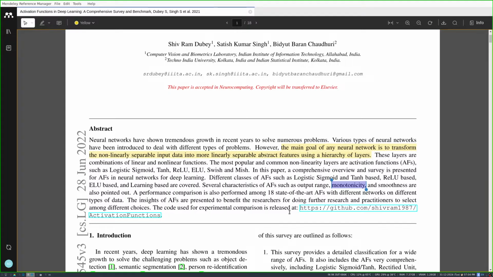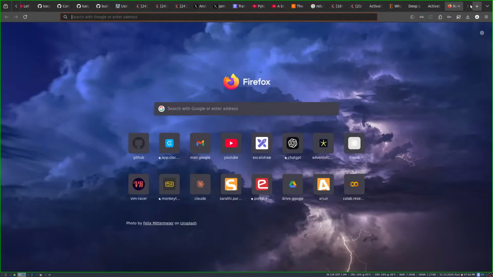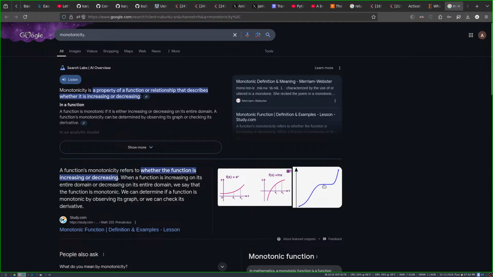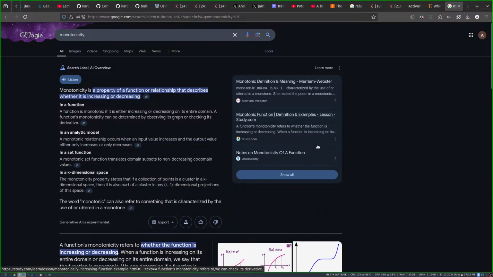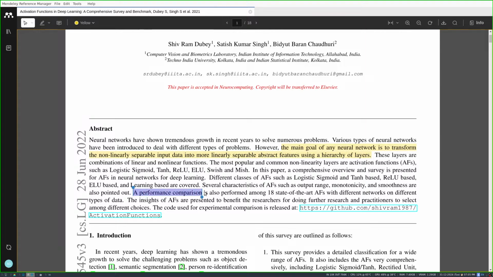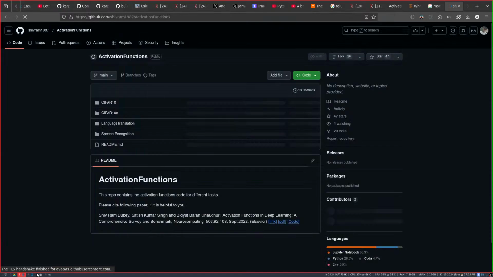Let's copy this and go look it up. It's a property of a function that describes whether it's increasing or decreasing. Okay. The performance comparison is also performed among 18 state-of-the-art activation functions with different networks and different types of data. The insights on activation functions are presented to benefit researchers for doing further research and practitioners to select among different choices. The code for the experiment is released online.